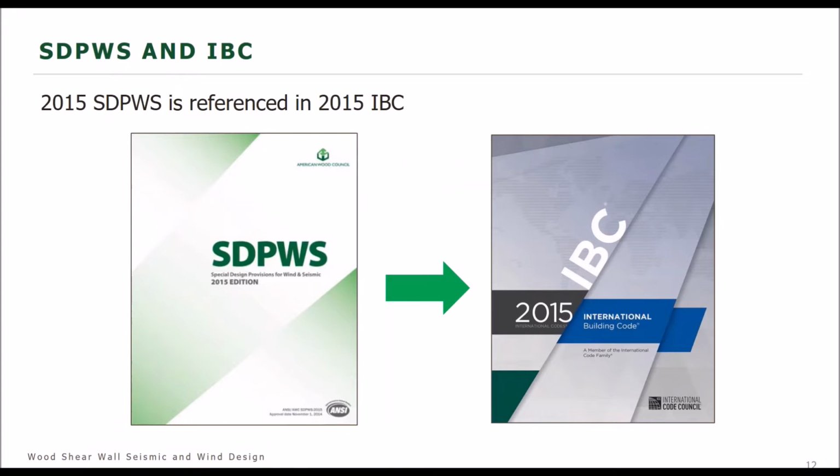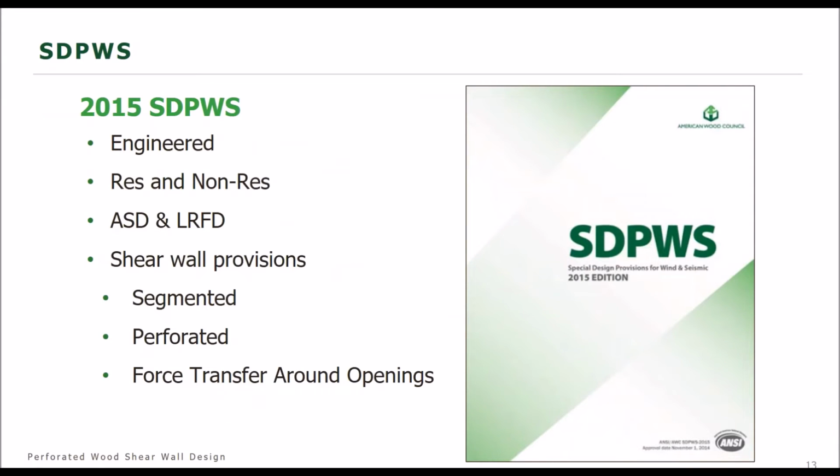SPDWS is also referenced in the 2015 IBC, much like the WFCM is. The difference between SPDWS and the Wood Frame Construction Manual is that this is a completely engineered document. It doesn't have any restrictions on the type of structures that it would apply to, so you could use it for both residential and non-residential designs. It gives you options for both ASD and LRFD designs. The Wood Frame Construction Manual only gives you options for ASD designs. So SPDWS will allow you to have the flexibility of using ASD or LRFD, whatever works for your project.